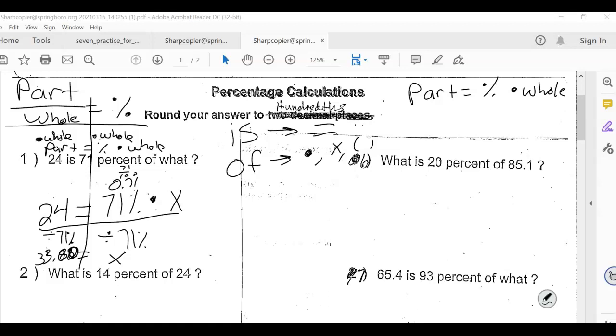Okay, what is 20% of 85 and 1/10? So we are taking that sentence, it's like a word problem, and we're going to create an equation. It starts with the word what. So we use a variable. This time I'll use C. Is, we're going to put an equals, 20%, of, multiply. Thank you, Patrick. And 85 and 1/10.